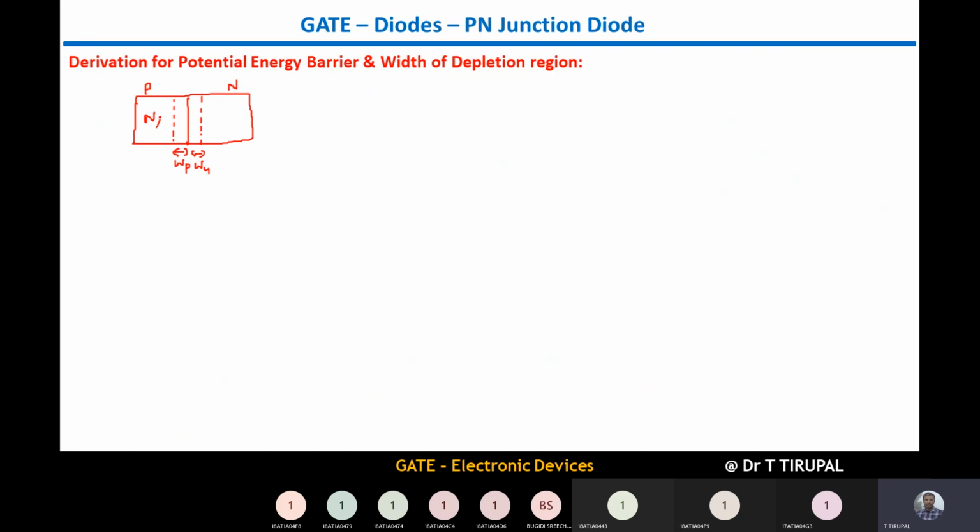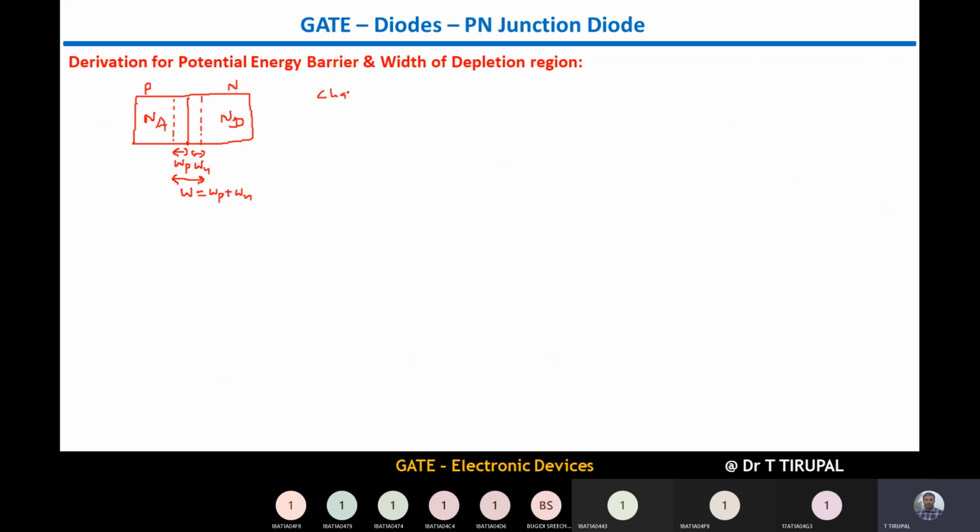And here the acceptor concentration will be present, and here the donor concentration will be present. The total width of the depletion region from this point to this point is W. So W is equal to Wp plus Wn. Most of the questions in GATE are asked in this format only.